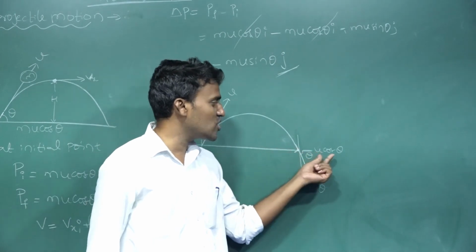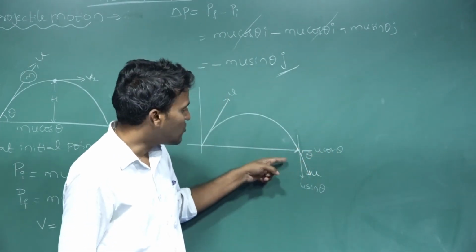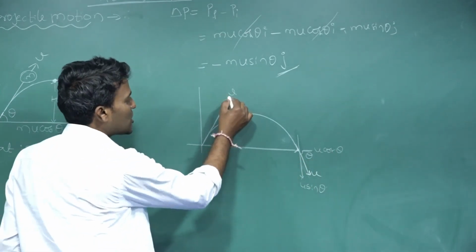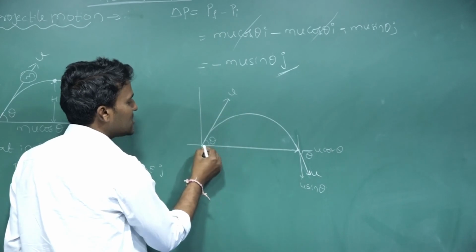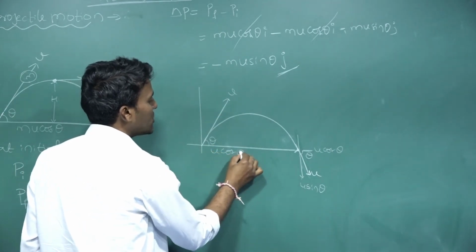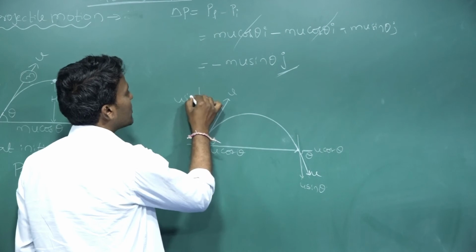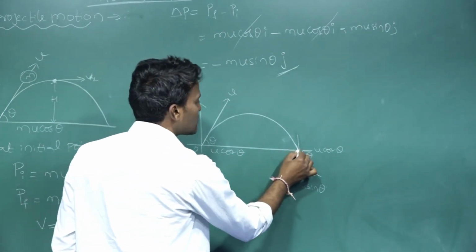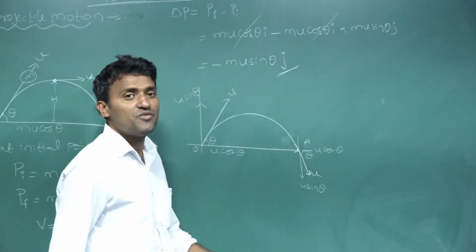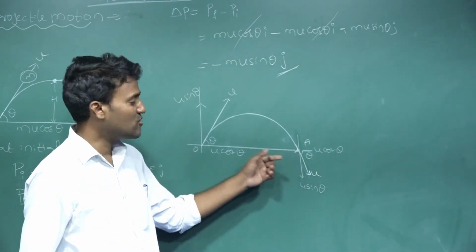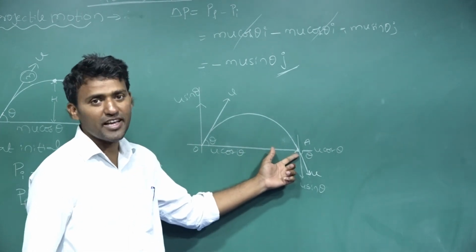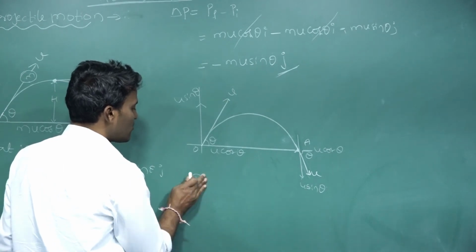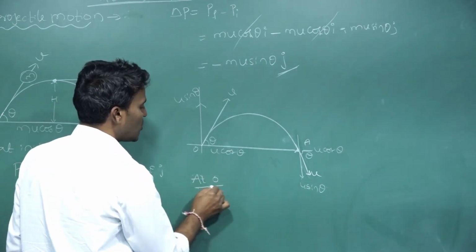So it can be resolved into two components, u cos theta and u sin theta. At this position also, this u is making an angle theta, so the horizontal component is u cos theta and the vertical component is u sin theta. Now at the point of projection, which I am writing as point O, and this is point A, where the object can reach. From here to here, the distance you can call the range. Already we discussed everything.